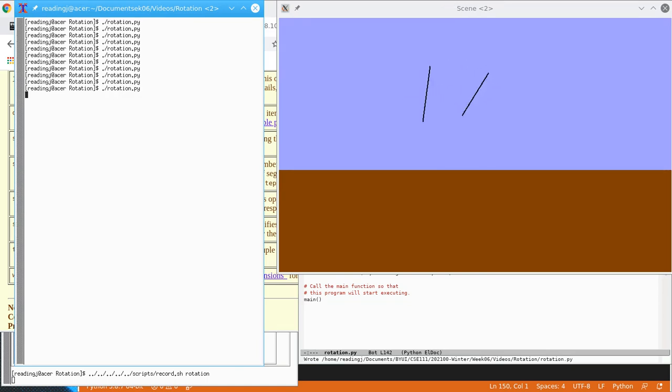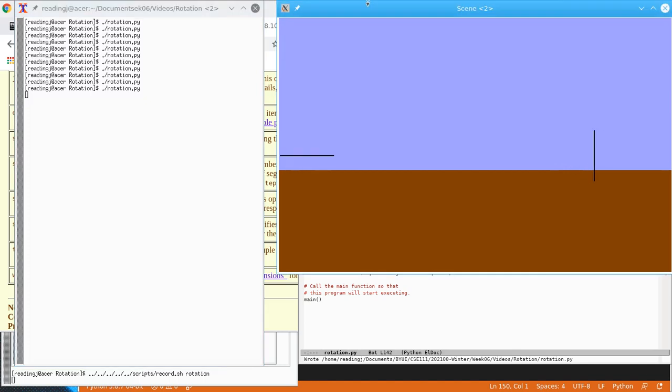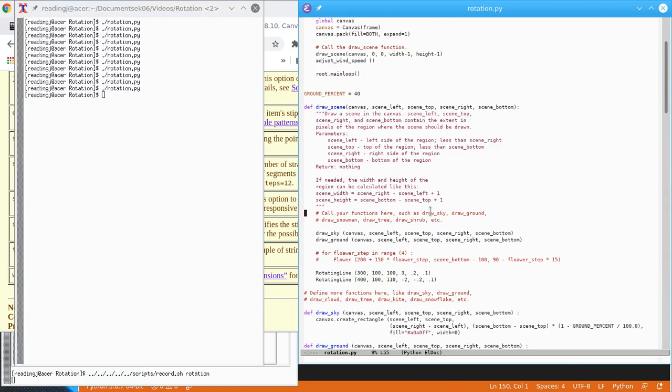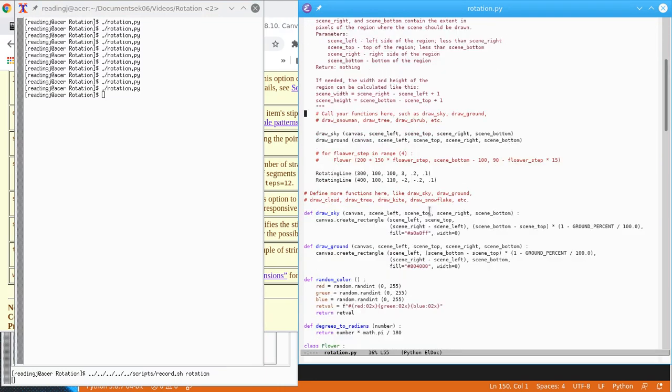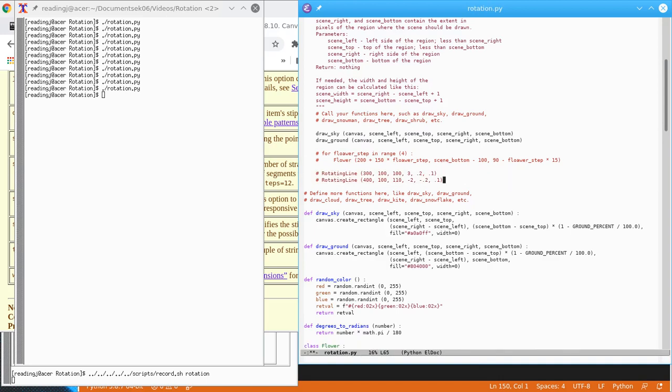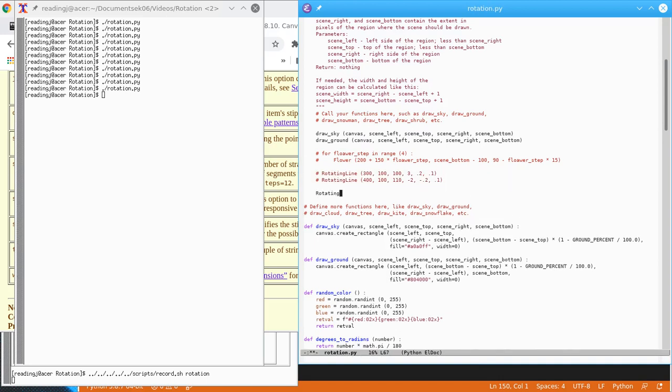Wow, kind of interesting. They're spinning at different rates, moving different directions, and one's longer than the other one. Wow, how could we possibly have more fun than that? But let's put our lines away for a moment. And let's do a rotating polygon.